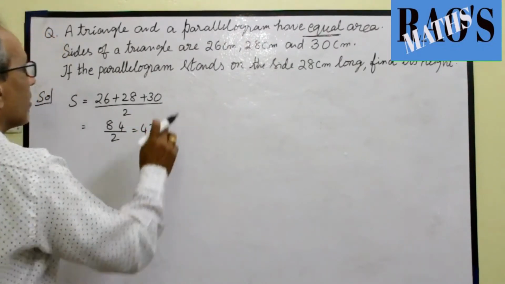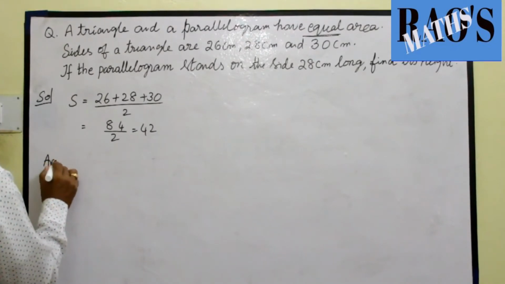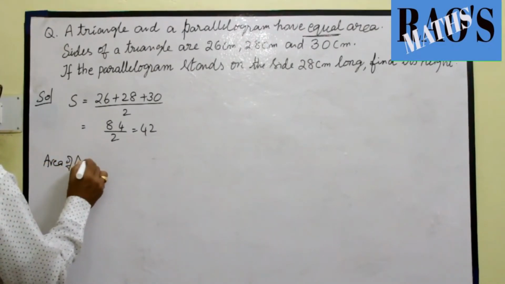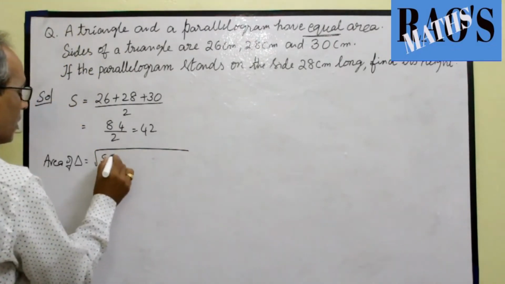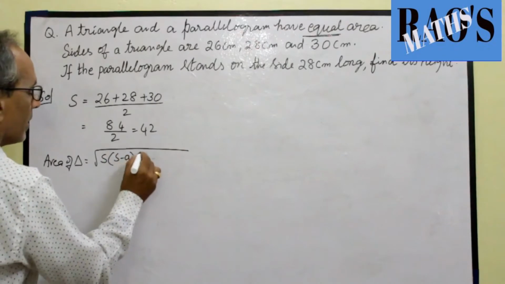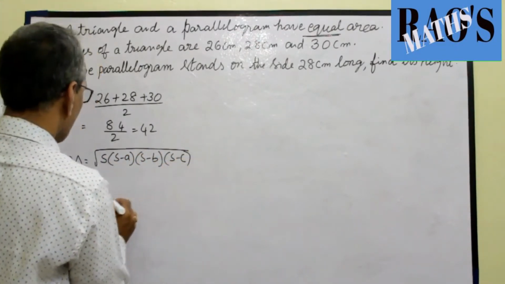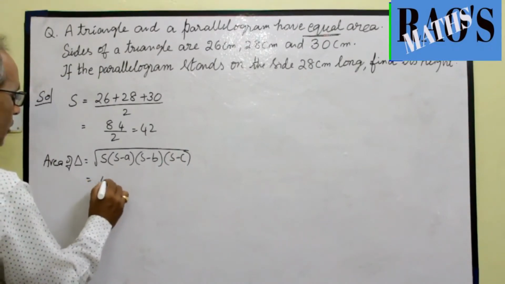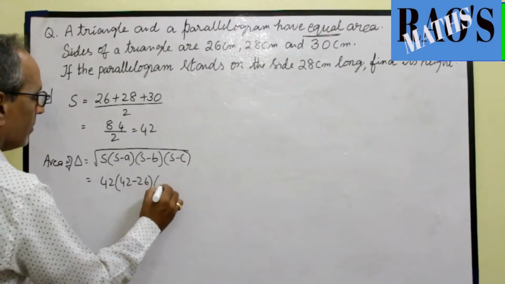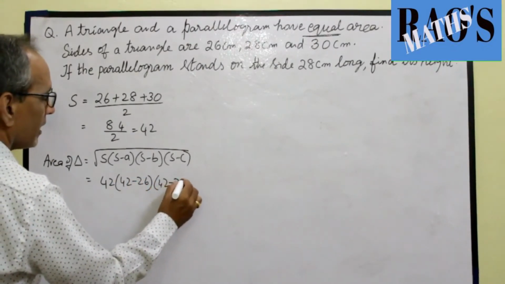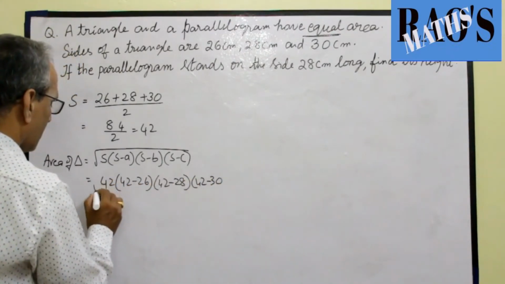Now I use Heron's formula to find the area of the triangle. Therefore, area of triangle is equal to root of s into s minus a, s minus b, s minus c, where s is equal to 42, so root of 42 into 42 minus 26, 42 minus 28, 42 minus 30 under root.